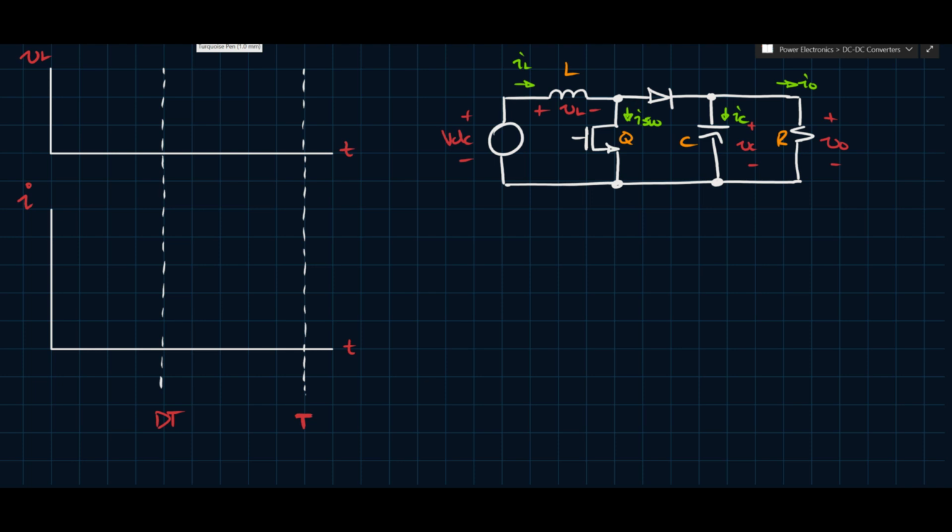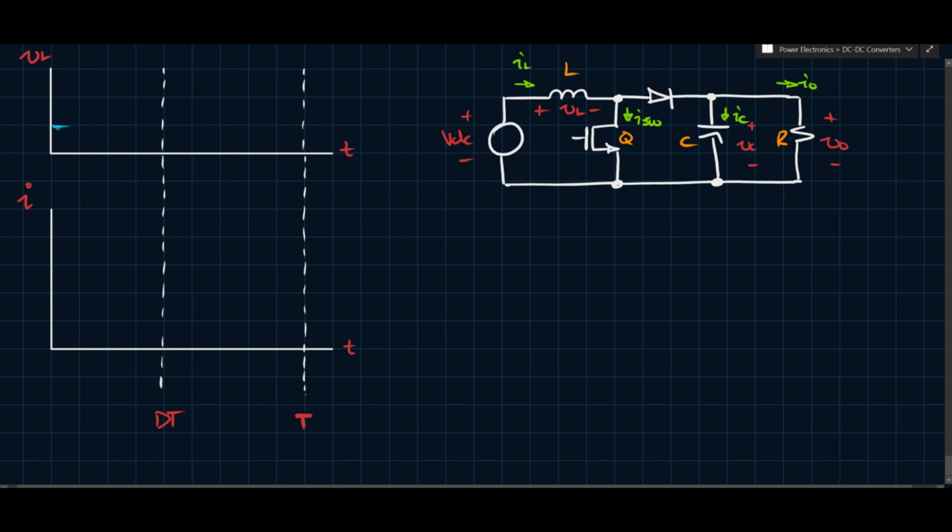But first, before we do anything, we need to plot some waveforms. So VL. From 0 to DT, we imagine that the switch is on. If the switch is on, there's a short placed across the switch. I keep saying switch, but I mean transistor. The transistor is on, meaning there's a short to ground, meaning VL equals VDC. And VDC is less than VO in this case, right? So keep that in mind. So VL equals VDC, let's say. Okay, so this is VDC.